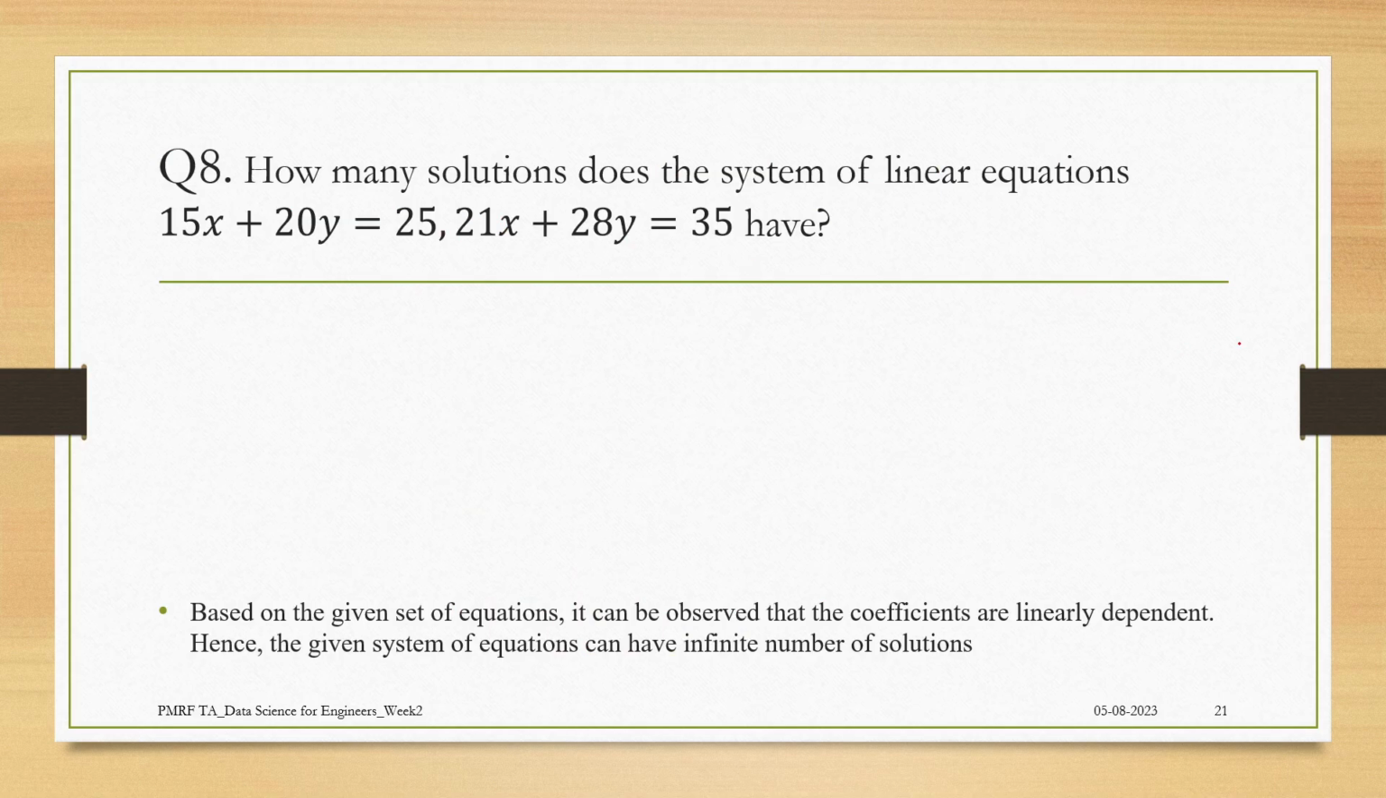How many solutions does the system of linear equations 15x plus 20y equal to 25, 21x plus 28y equal to 35 have? So what can I do? You can write 15, 20, 25 together as a matrix. This one also I'm writing as 21, 28, 35. Can you form any relations in this particular thing?